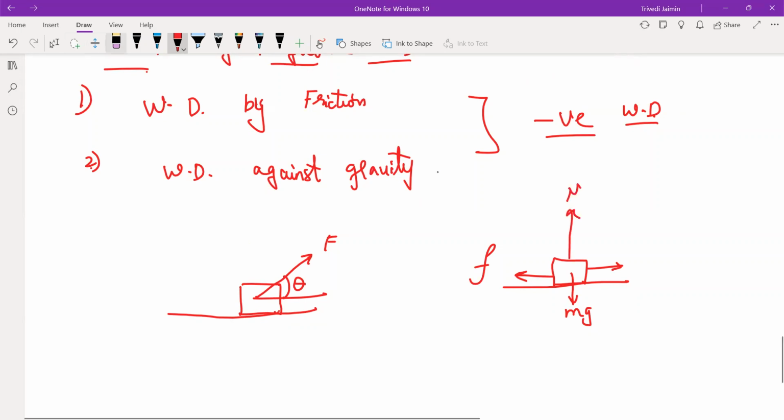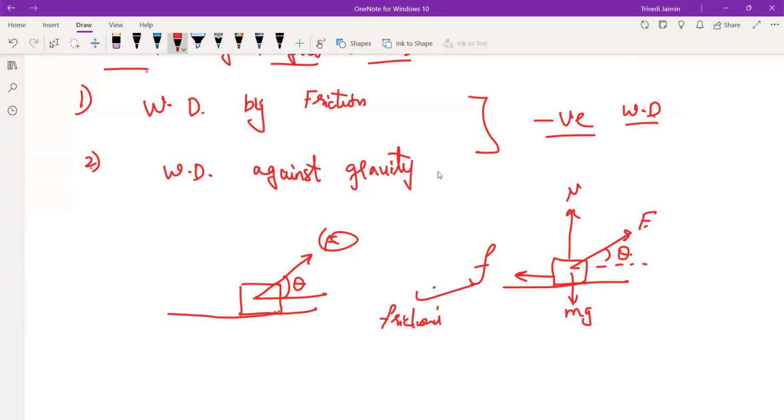And one force, let's talk about this force later. Let's see this force first. Force F, which is making angle theta. So as usual, this is the frictional force. This is weight mg. This is normal. And this is the applied force.